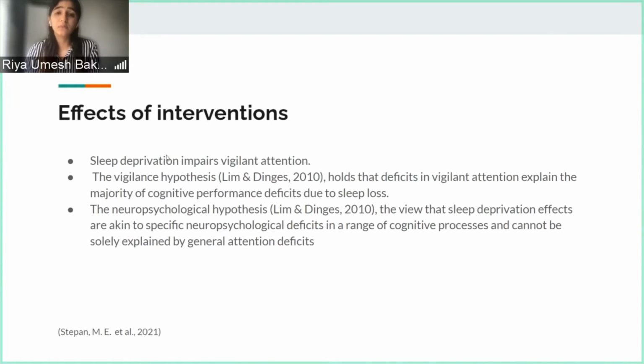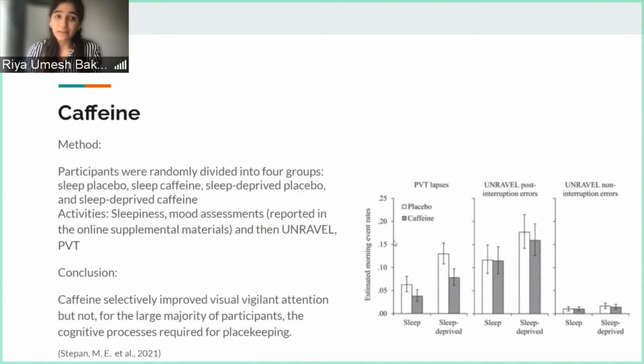But we saw that some techniques like caffeine should not solve all the effects of sleep deprivation, which leads us to another hypothesis called the neurophysiological hypothesis. It states that sleep deprivation effects are akin to specific neurophysiological deficits in a range of cognitive processes and cannot be solely explained by general attention deficits. The first intervention that we studied was caffeine.